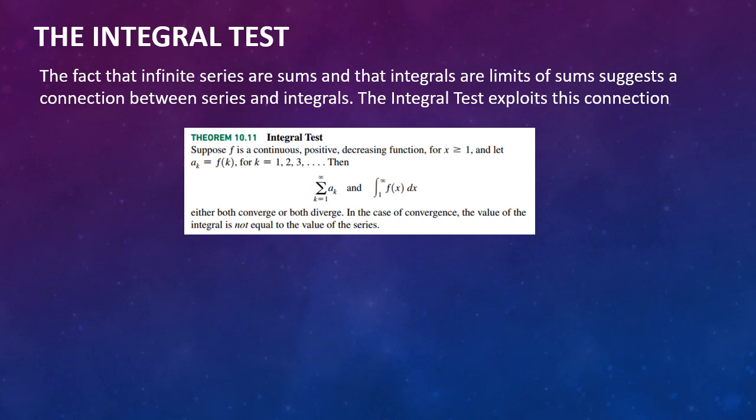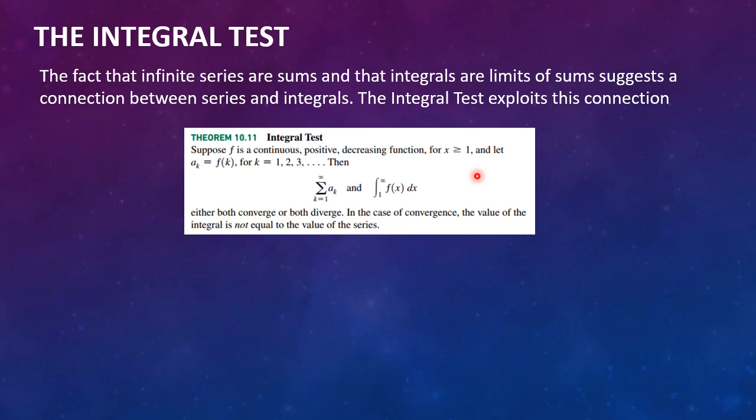Suppose f is a continuous, positive, decreasing function for x greater than or equal to 1, and let a sub k equal f of k for k equals 1, 2, 3, and so on. Then the summation from k equals 1 to infinity of a sub k and the integral from 1 to infinity of f of x dx either both converge or both diverge. In the case of convergence, be careful, the value of the integral is not equal to the value of the series.